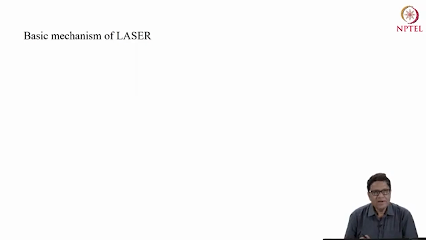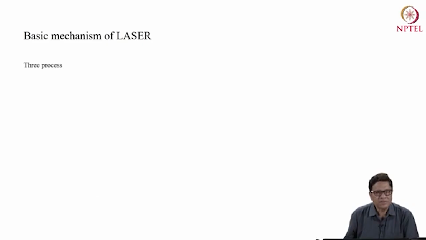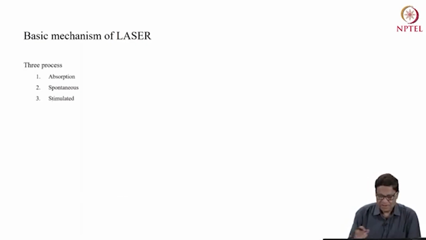So after understanding the coherency part, now let us try to understand the basic mechanism of laser diode. There are three processes which are happening in matter, and those processes are absorption, spontaneous process, and stimulated process. I'll discuss each of them in detail. Let us understand what are these processes.